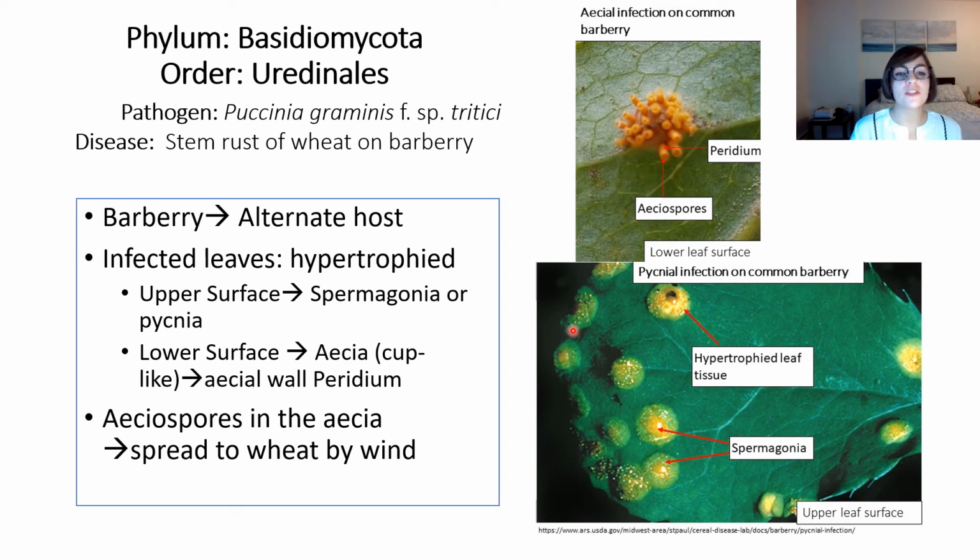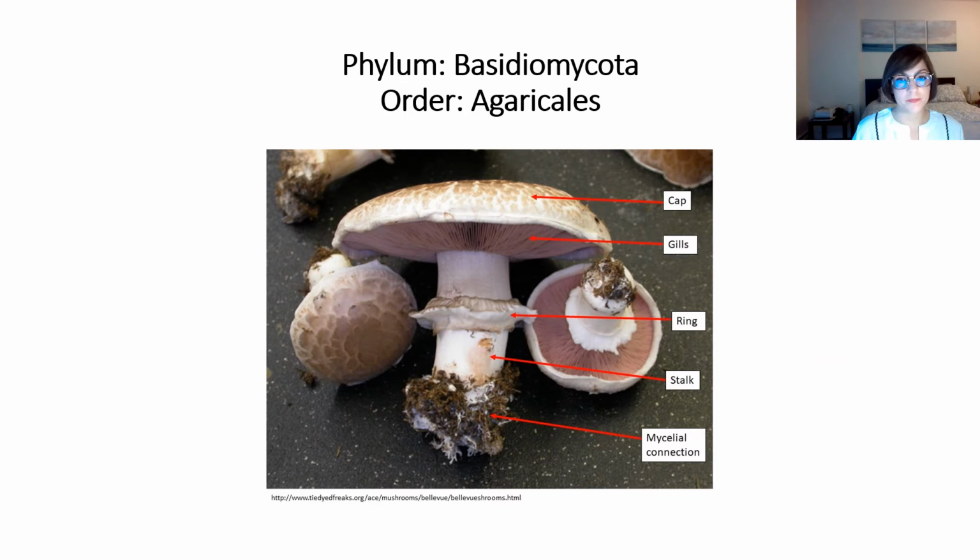On the upper surface of the leaf, spermogonia or pycnia develop, while on the lower surface of the leaf, the aecia develop. The aeciospores in the aecia are the ones that spread through wind to wheat, and they germinate and continue the life cycle of the pathogen in wheat.